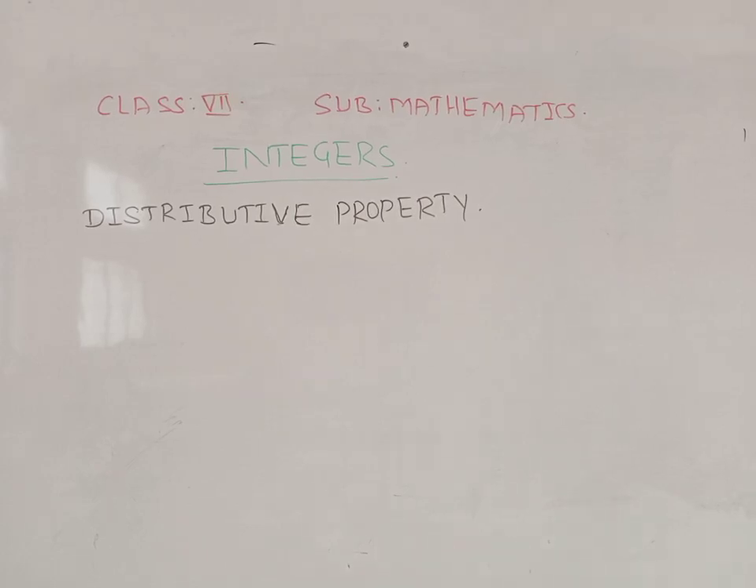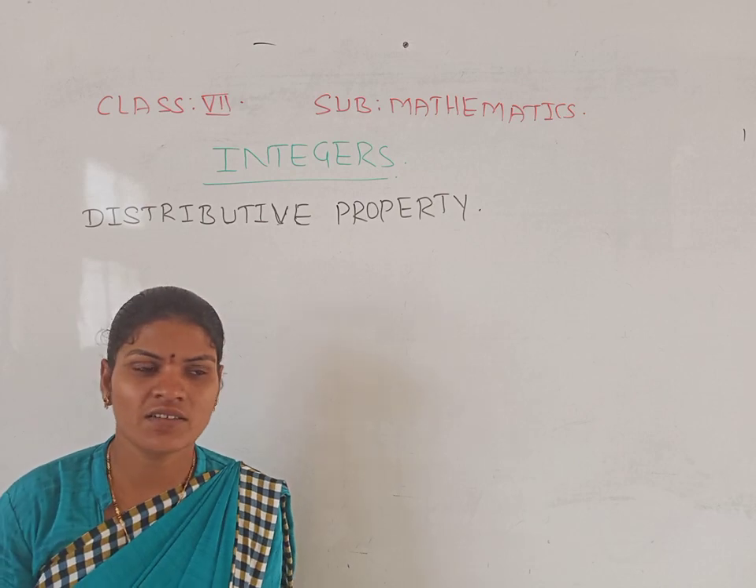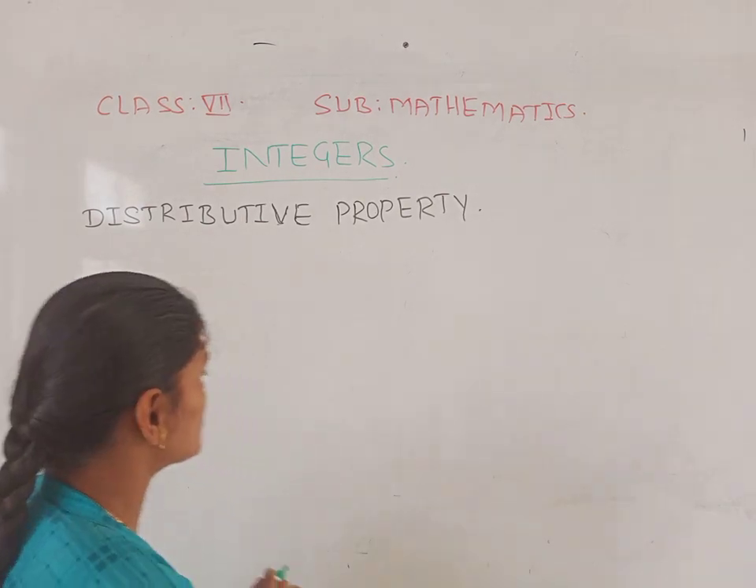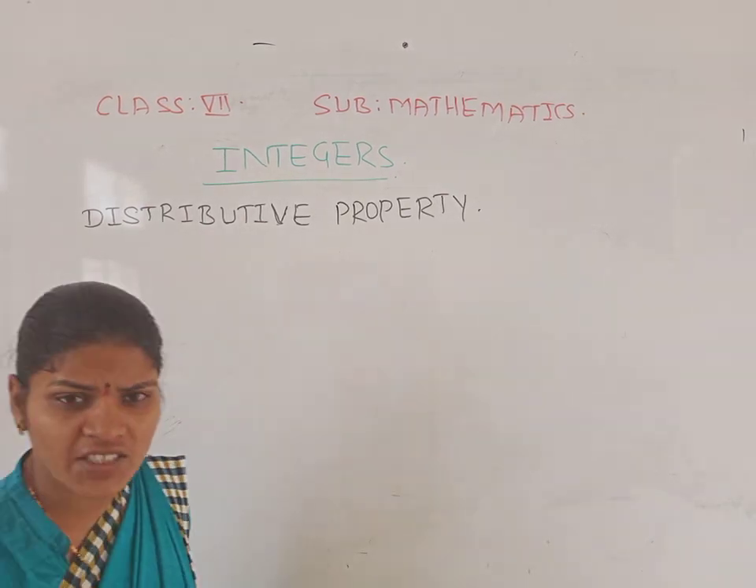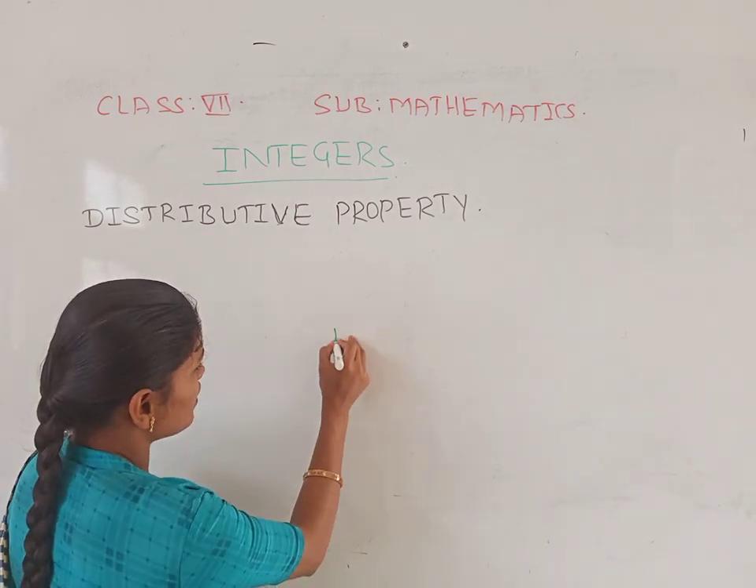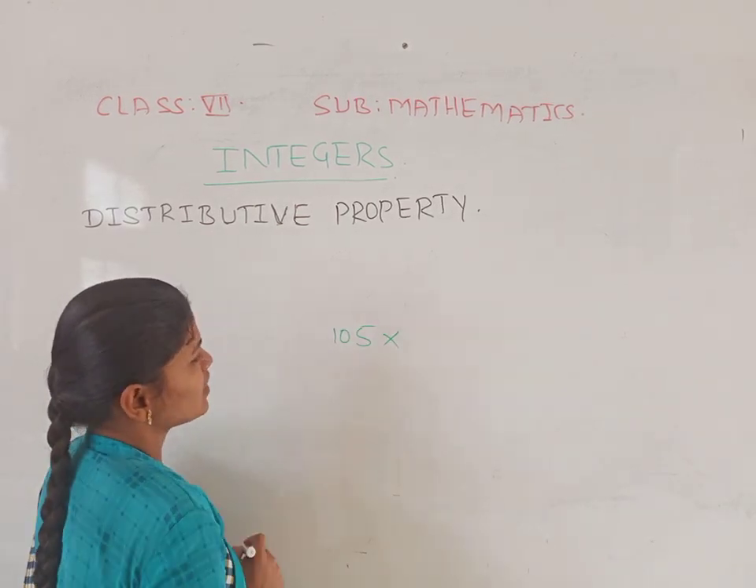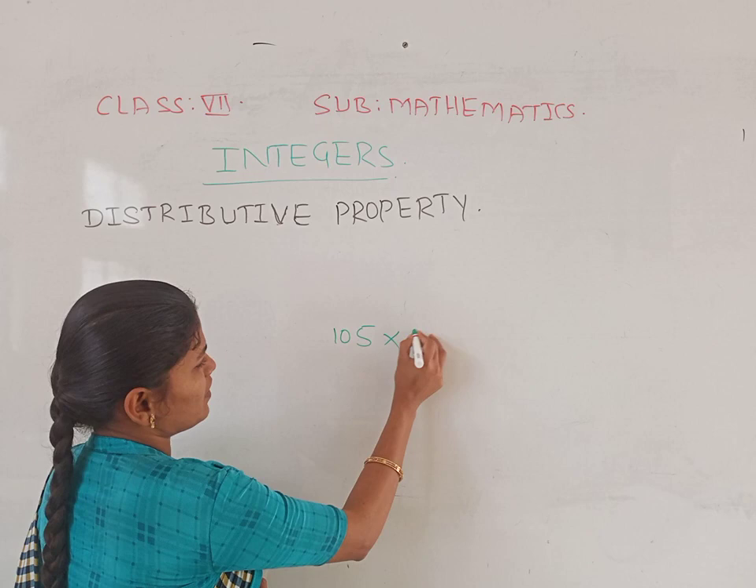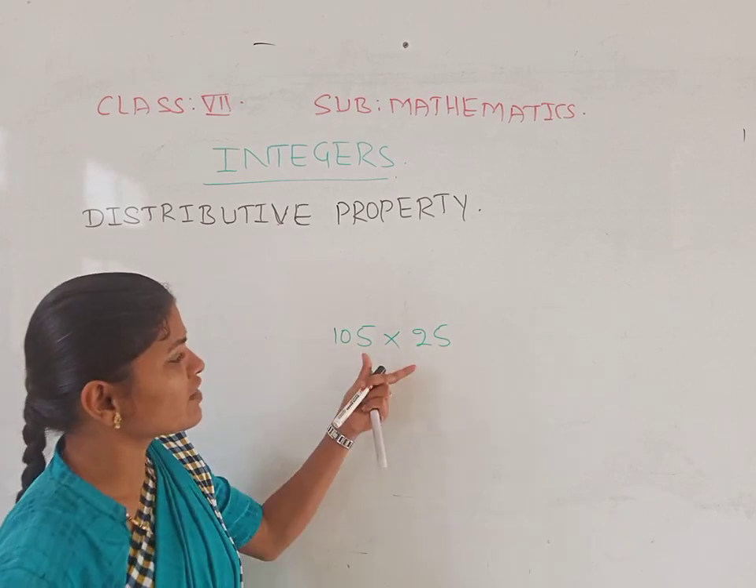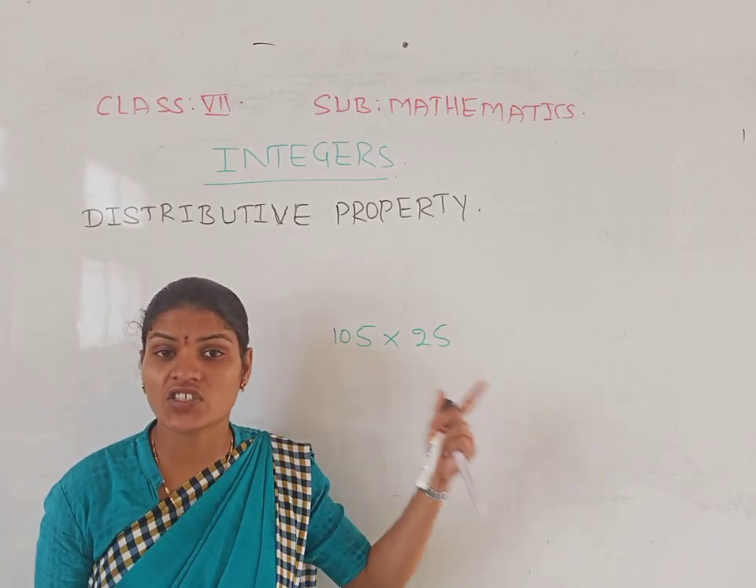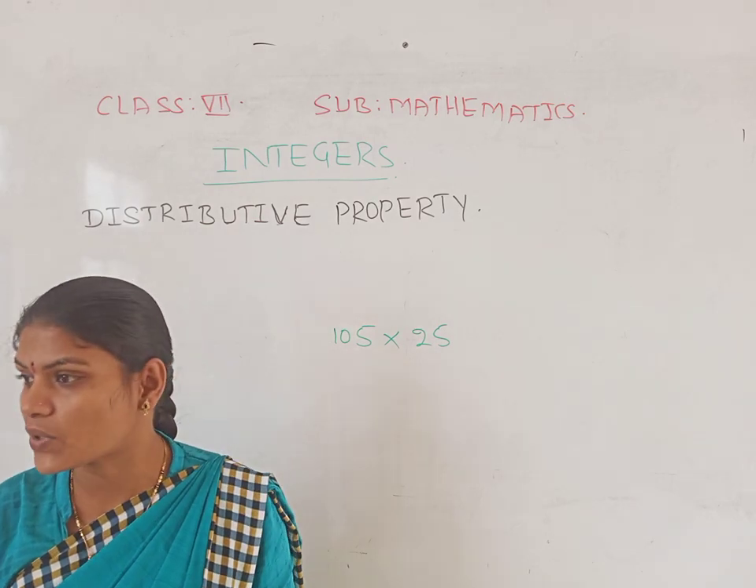Yes, we have to discuss today about the distributive property. Last class we have written about this distributive property. We have taken one example. Which one? 105 multiplied by 25. We have to make this multiplication very easy by using the distributive property.